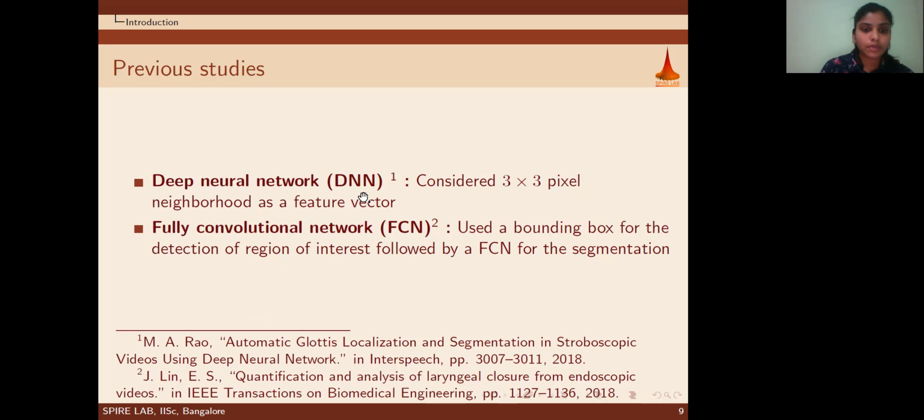These are the few algorithms that are proposed for automatic glottis segmentation. In the deep neural network based approach, they used RGB values from a 3x3 neighborhood of a pixel as a feature vector to classify whether the pixel belongs to inside or outside the glottis region. But it performs low in the frames where there is more disagreement across the annotations. In the fully convolutional network based approach, they use a bounding box to detect the region of interest followed by the FCN for the segmentation.